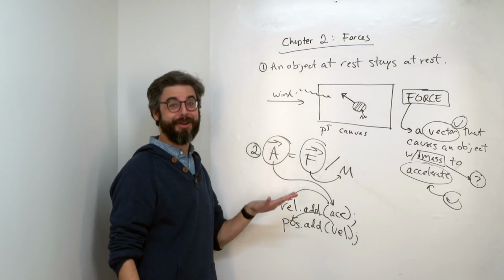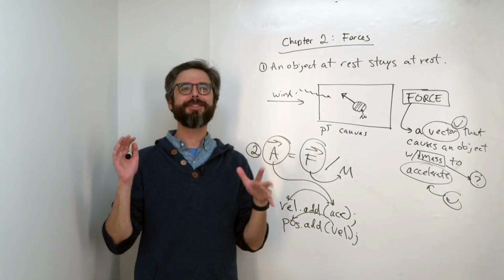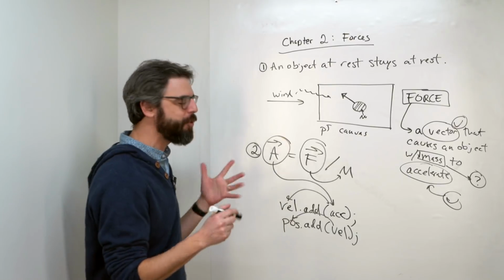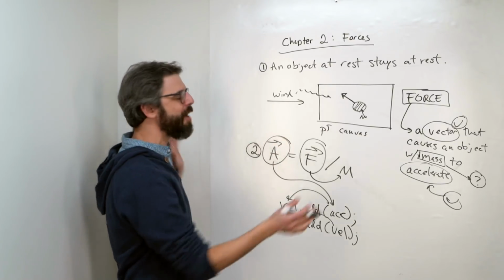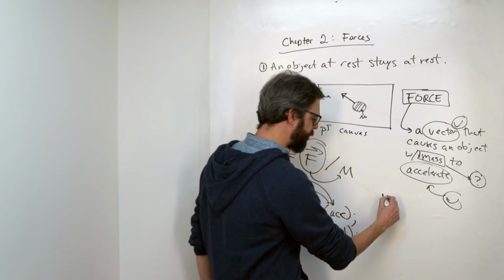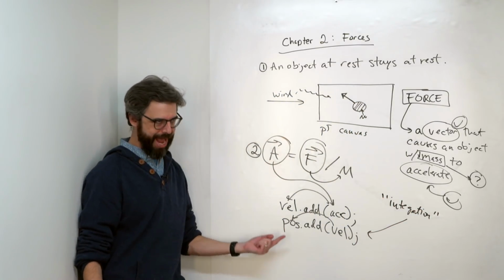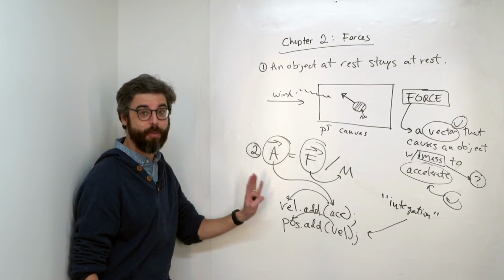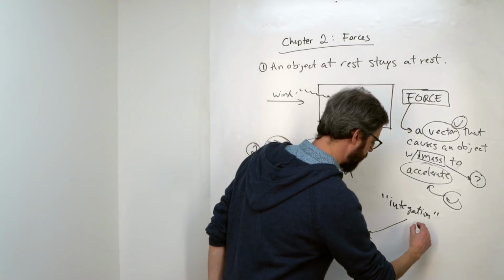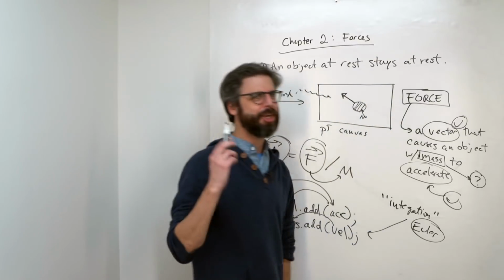I'm really ready to start implementing this in code, but before I do so, there's a few things I want to address. One is you might hear the term integration when looking at how physics engines are built. And this is actually one way of doing integration. This specific way is referred to as Euler integration. Now, why is it called integration?